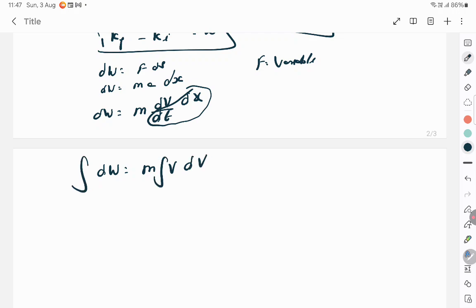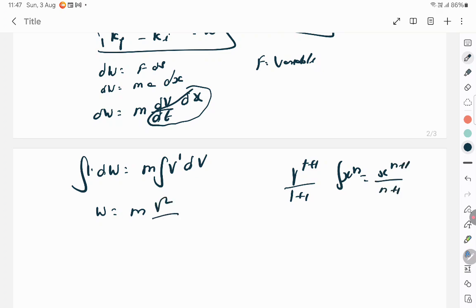Now I can integrate both sides. The integration of 1 dW is just W. M into the integration of v to the power 1, v to the power 1 plus 1 by 1 plus 1. The integration of x to the power n is x to the power n plus 1 by n plus 1. So it will become v square by 2.